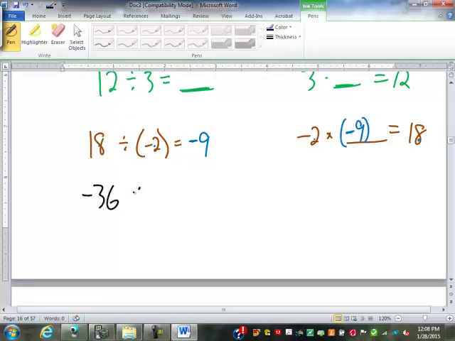Negative 36 divided by 4. Again, that's 4 times what number is going to give us negative 36? Well, 4 times 9 is 36, but it's a negative 36, so it has to be a negative 9. So negative 36 divided by 4 is a negative 9. Again, just like multiplication, a negative divided by a positive is a negative.